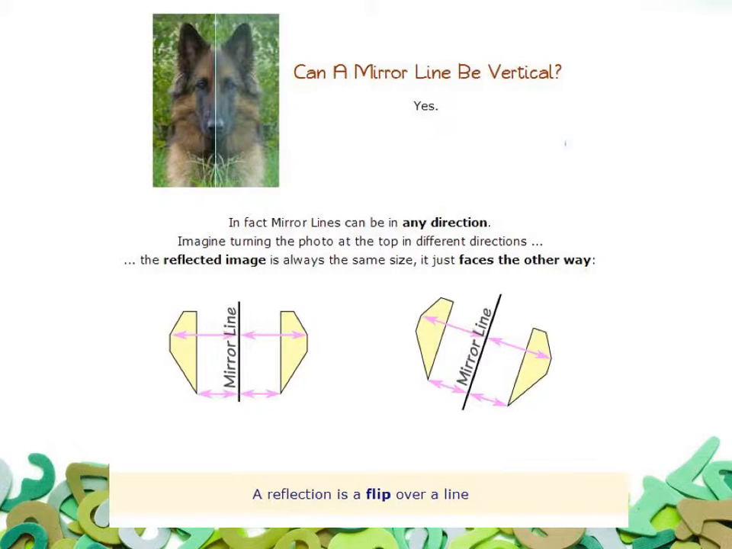In the previous example of a mountain reflecting into a pond, the line of symmetry was horizontal. In this picture of a dog, you will see the line of symmetry is vertical. In fact, mirrored lines or lines of symmetry can be in any direction. It doesn't have to be vertical, it doesn't have to be horizontal, they can also be diagonal. A reflection is a flip over a line. Again, the line can go in any direction.